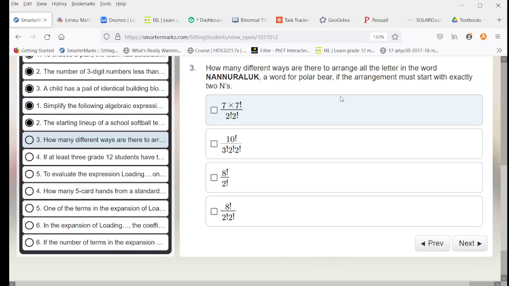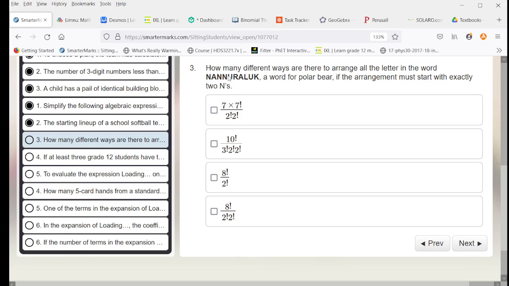Right, so how many different ways are there to arrange all the letters in the word Nanuarluk, a word for polar bear, if the arrangement must start with exactly 2 n's? So in other words, we have it, and then at the beginning, we have 1, 2. So of the 2 n's, we have 1, 2, 3, 4, 5, 6, 7, 8. So there are 8 letters aside from the 2 n's.